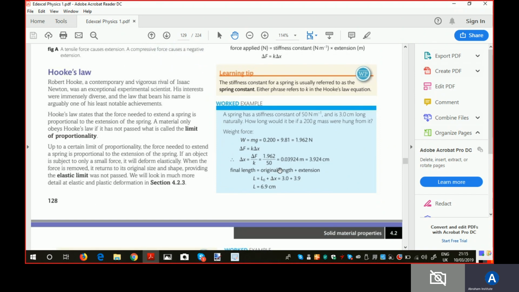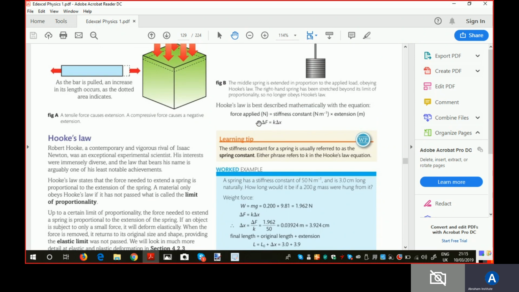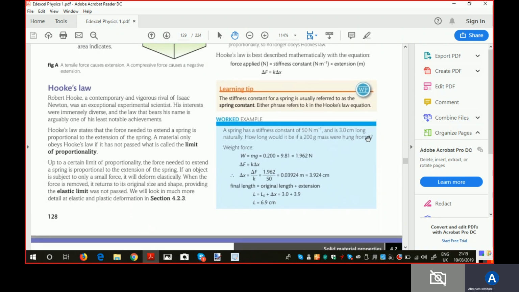Okay, here is an example. A spring has a stiffness of 50 newtons per meter. You can figure out the unit of K from the unit of F and the unit of X. This is in newtons, this is in meters, so K will be in newtons per meter. A spring has a stiffness constant of 50 newtons per meter and is 3 centimeters long naturally. How long would it be if a 200-gram mass were hung from it?